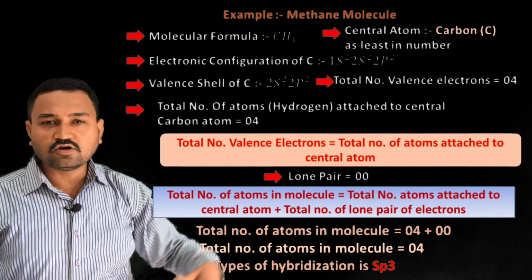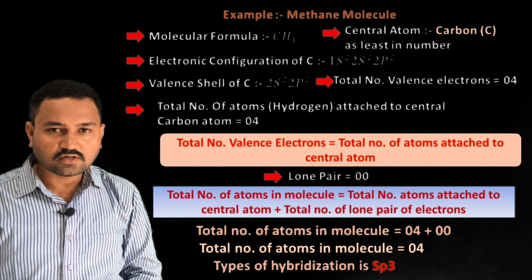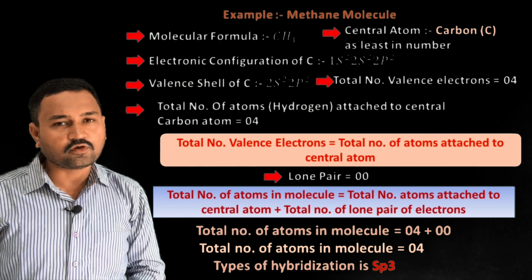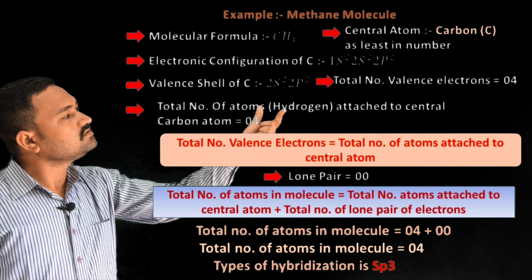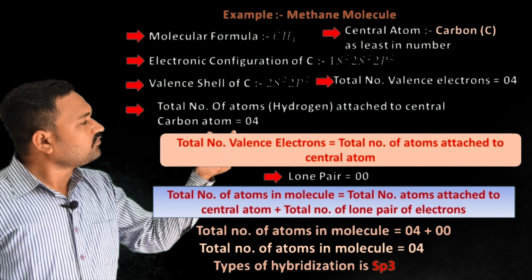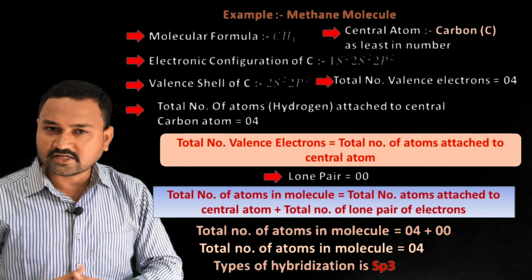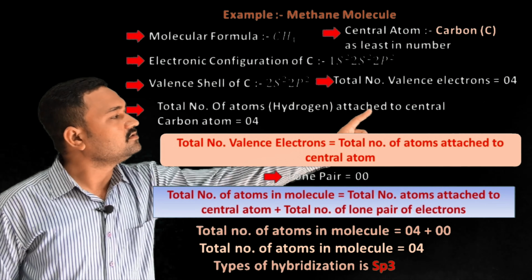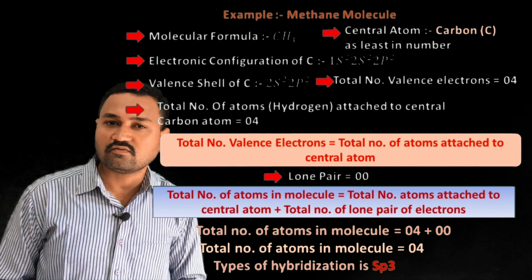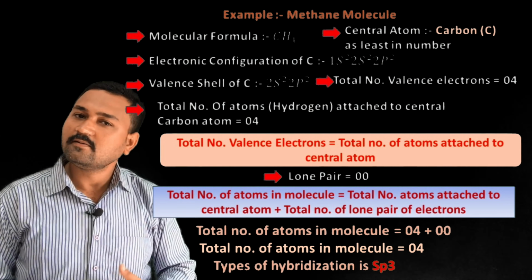Again, we know that the valency of the carbon atom is equal to 4. So here the total number of hydrogen atoms attached is equal to 4 and the valency is also 4. So the total number of lone pairs of electrons will be equal to 0, as the 4 electrons are attached with the 4 hydrogen atoms in the methane molecule. So the total number of atoms attached to the central atom will be equal to 4, and the total number of lone pairs of electrons will be equal to 0. Hence the total number in the molecule is equal to 4, and if the total number is equal to 4, then the type of hybridization will be sp3.